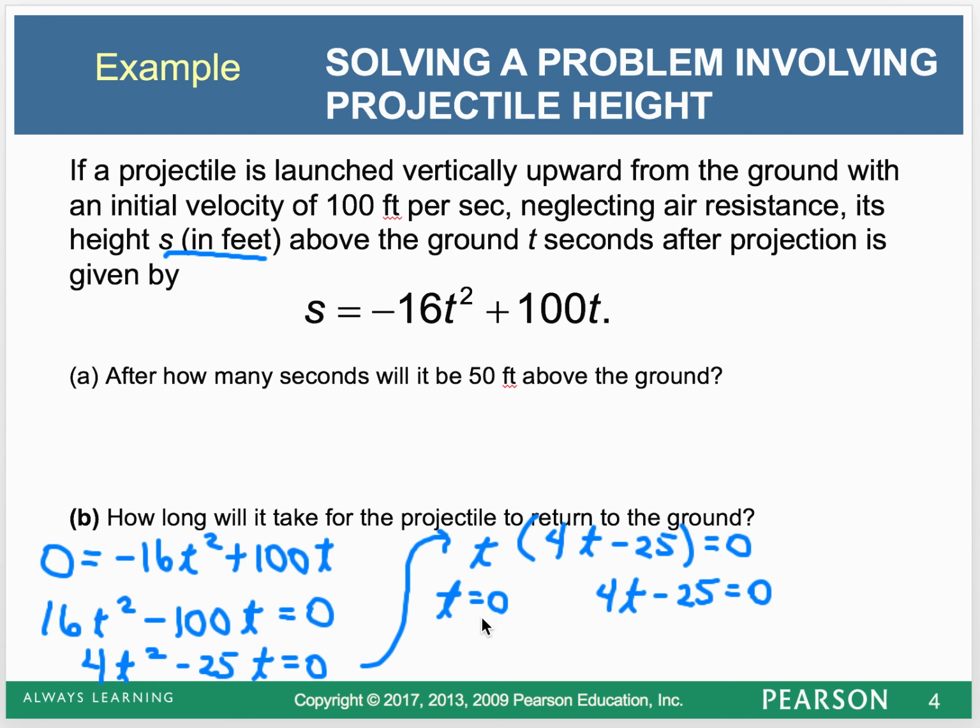So the first time is 0 seconds. When is it going to be on the ground? At 0 seconds. It starts on the ground, right? And then this would be 25 fourths. Once again, we're not going to say 25 fourths seconds. So I need to simplify that to 6 1/4 seconds, or 6.25 seconds. So it'll go up and come back down in 6 1/4 seconds. It's going to be back on the ground.